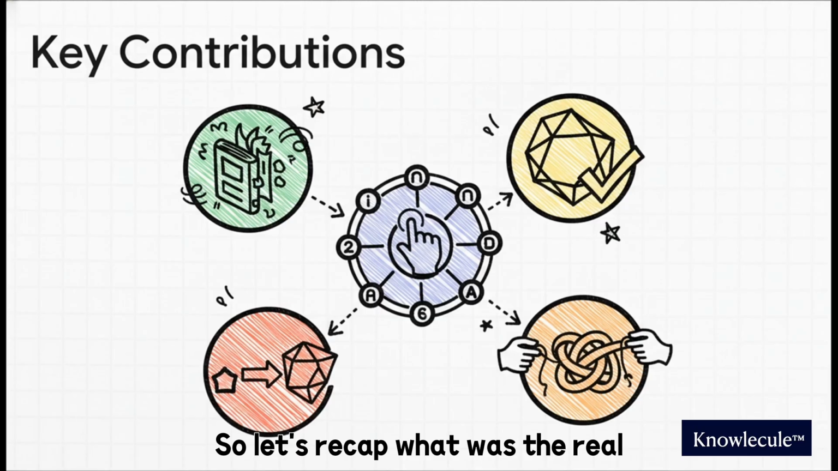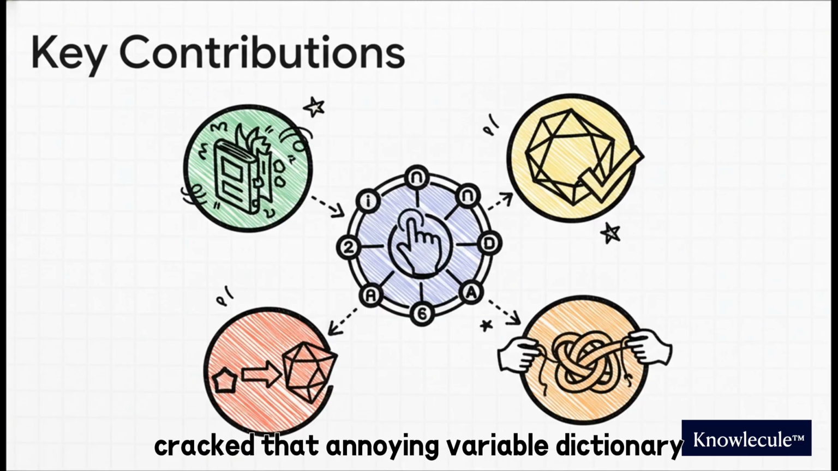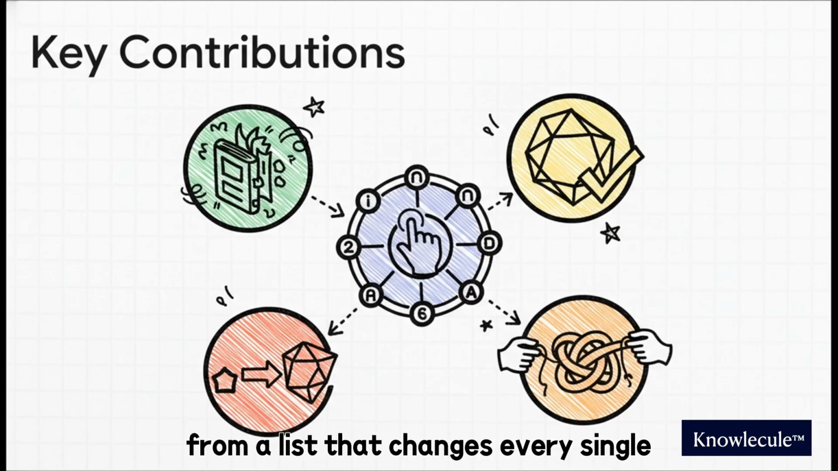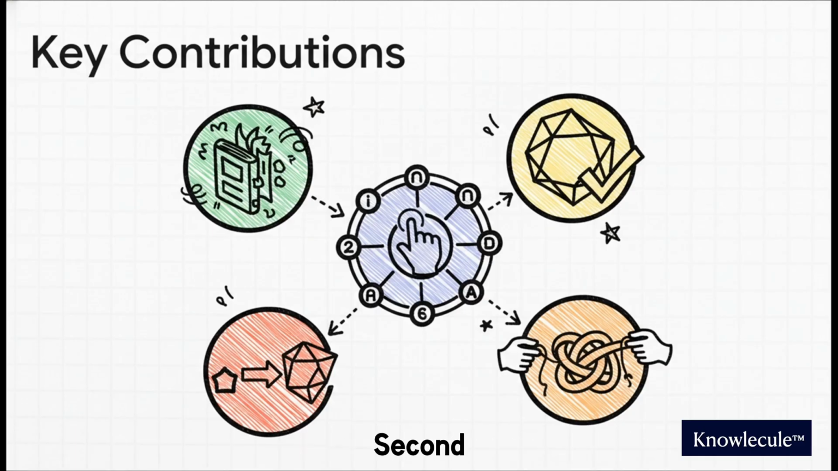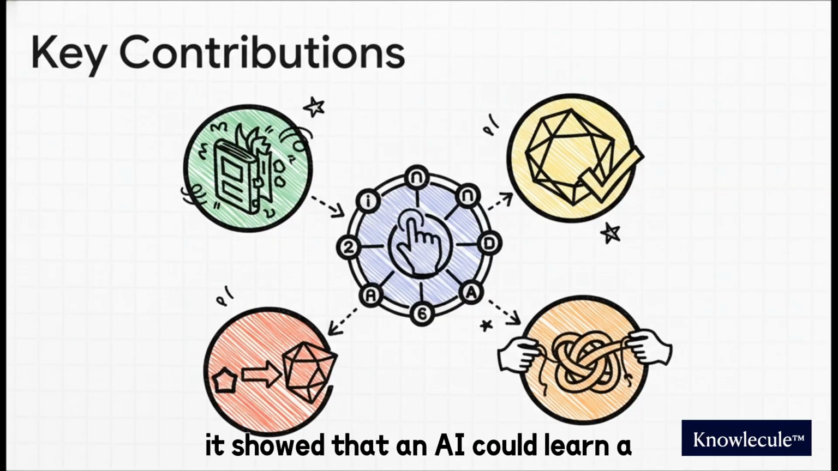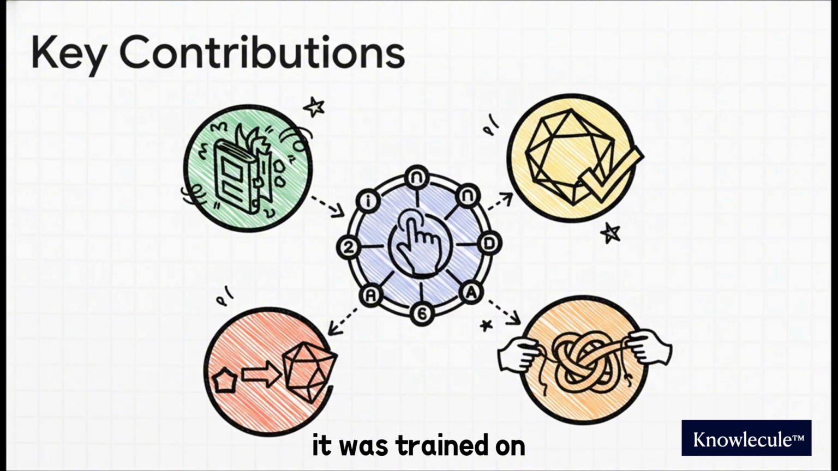So let's recap. What was the real contribution here? Well, first, pointer networks finally cracked that annoying variable dictionary problem. It taught an AI how to pick answers from a list that changes every single time. Second, it proved you can teach an AI complex problem solving just by showing it examples. No rigid rules needed. And maybe most important of all, it showed that an AI could learn a strategy so well that it could solve problems way, way bigger and harder than anything it was trained on.